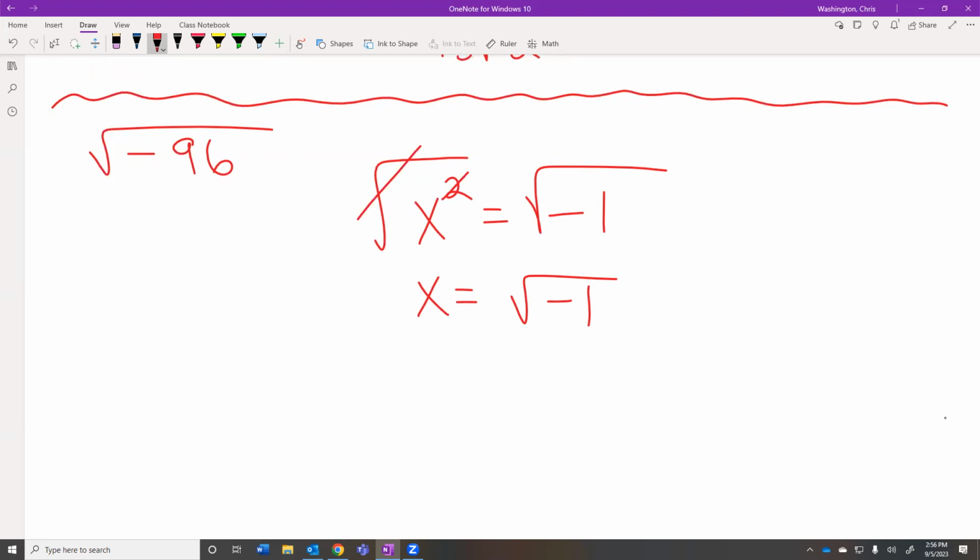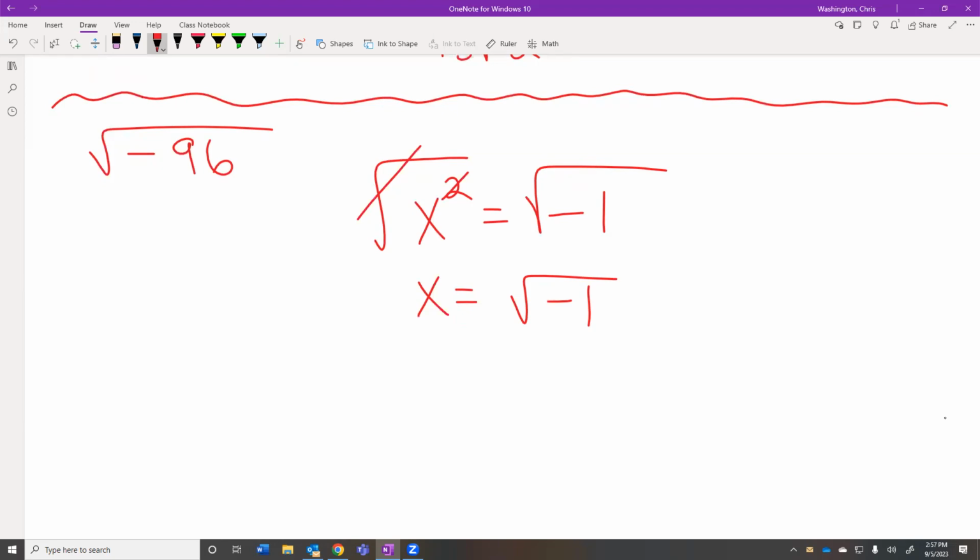Let's talk about it. I asked you earlier, what's the square root of 9? You said 3. Why was it 3? Because 3 times 3 is 9. What's the square root of 16? You said 4, because 4 times 4 is 16. What's the square root of 36? 6, because 6 times 6 is 36. So this idea of square root, a number times itself has to equal the number under the square root. So we're looking for a number times itself that equals -1.